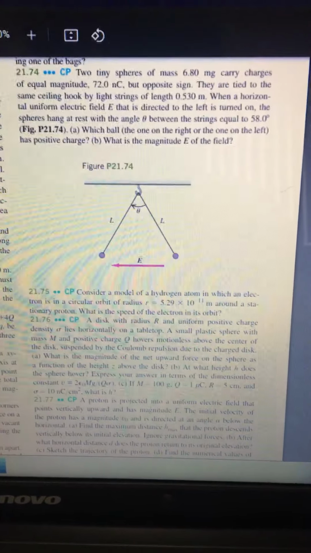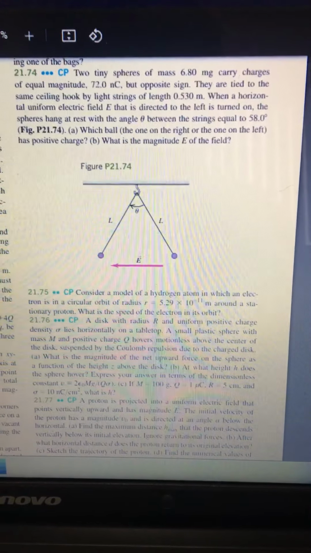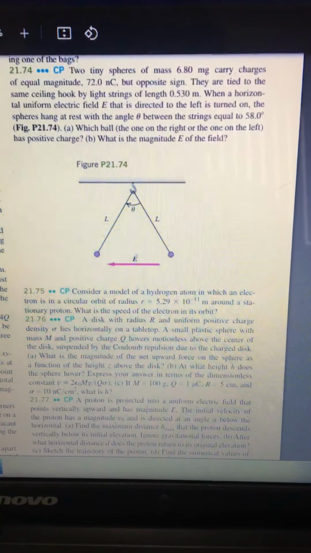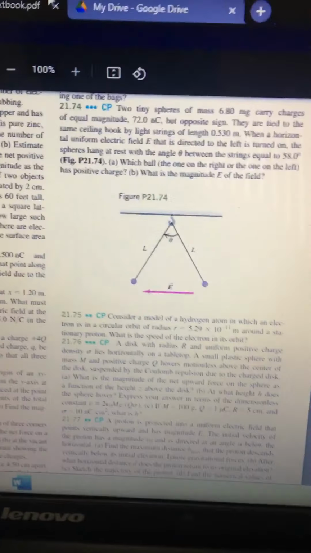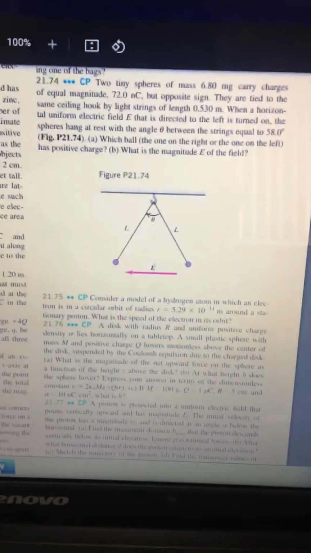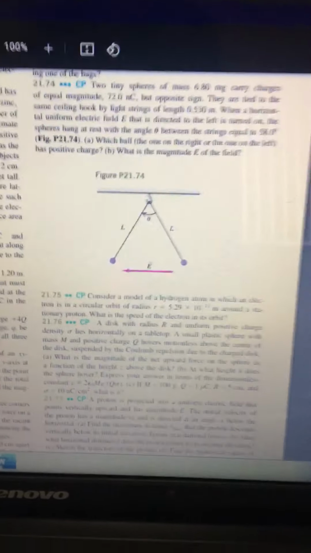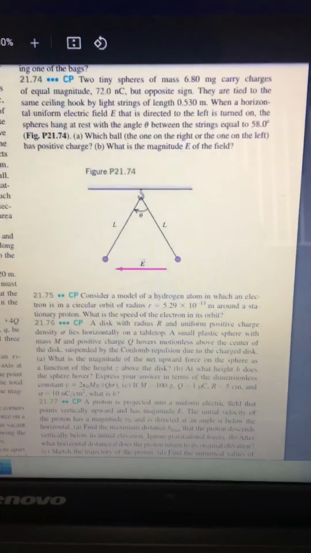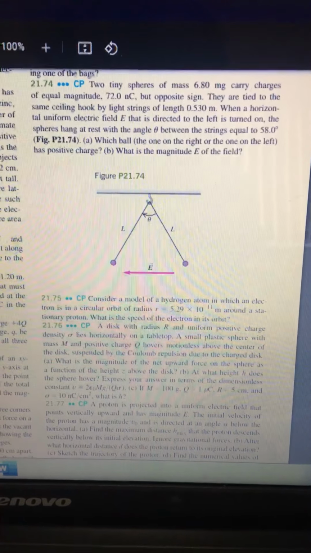Okay, so for 21.74, it's asking you to find which of those two spheres has the positive charge. It's also asking you to find the magnitude of the electric field, and the values are already given there. So the ball on the left is going to be the one with the positive charge because it's being deflected in the same path as the electric field. What that also means is that its electric force, Fe, is acting in that same direction.